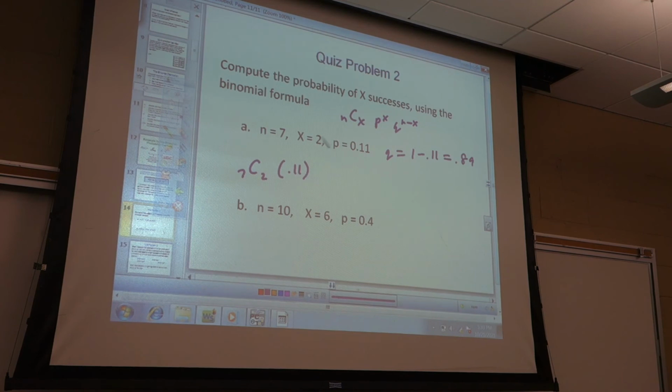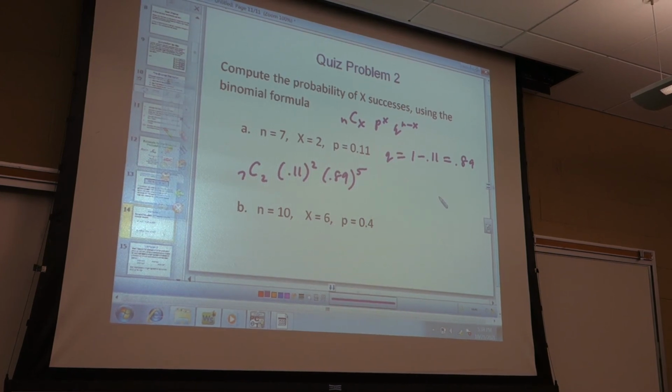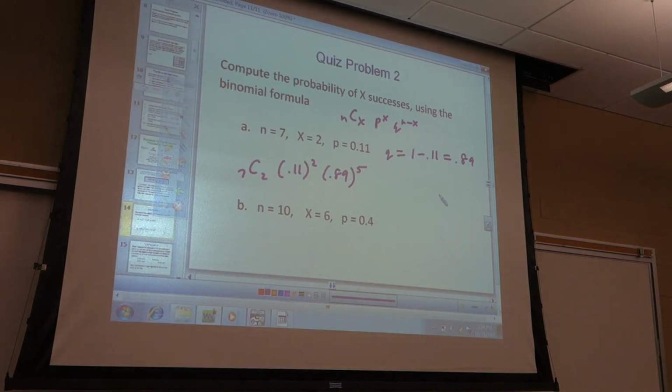So little p to the x, to the second, times little q, 0.89, to the, well, if I have 2 successes out of 7, that means I have how many failures? 5. Okay, so if you have not finished problems 2 and 3, I'm going to give you folks just 1 minute to finish up those. So let me show you folks real quick how to find C.